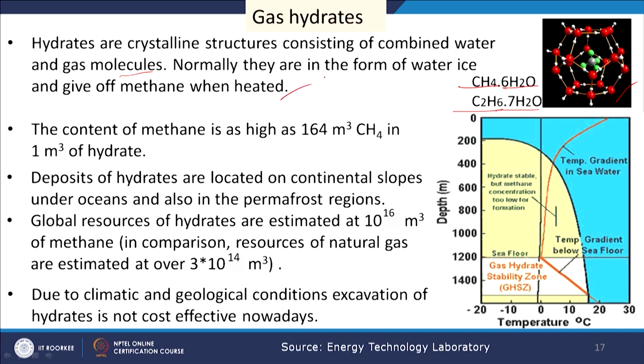So, this figure shows that this is our sea floor. Below the sea floor, we get the gas hydrate stability zone. Above it also we can get some hydrate, but although the hydrate is stable, the methane concentration is too low for formation. So, methane concentration is very low in this part.